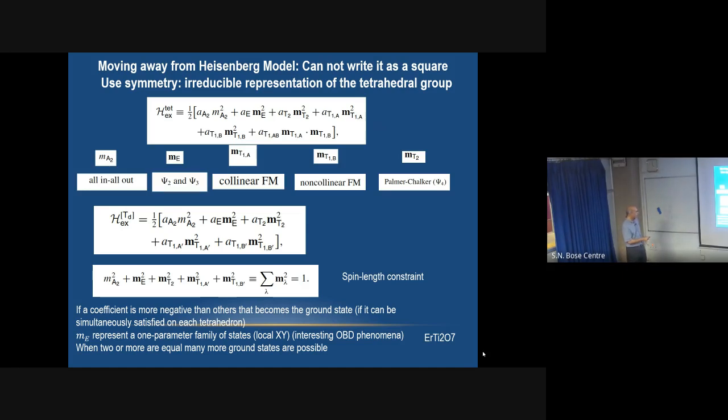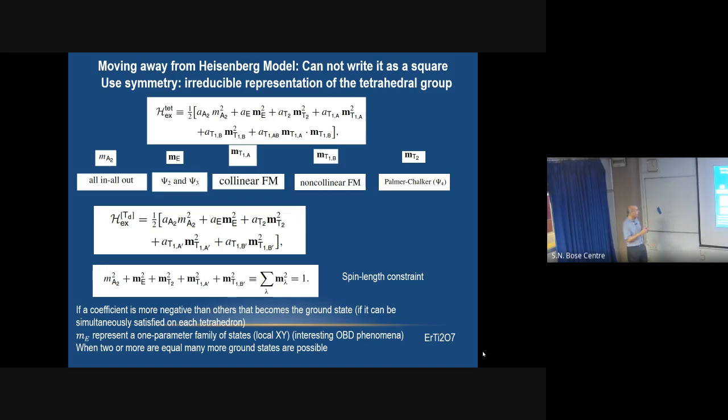What is interesting in this analysis is that anytime you find that one of the parameters is smaller than all the others, that immediately tells you that the ground state must have that parameter equal to 1 and all the others equal to 0. So you will be in a particular phase. You'll be in an A2 phase or T2 phase or an E phase or T1 A prime.